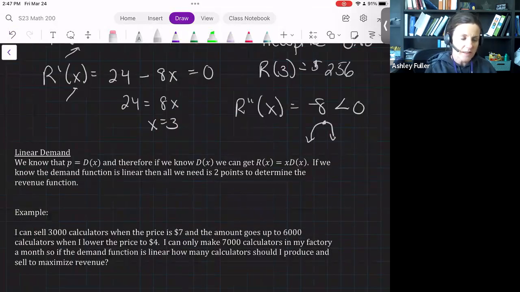Demand functions, sometimes we make the assumption that they are linear. And if you remember, that demand function can also be used to help us determine price. So therefore, if we know the demand function, we can get the revenue function by multiplying, and if it's linear, all we need is 2 points to determine the actual revenue function.